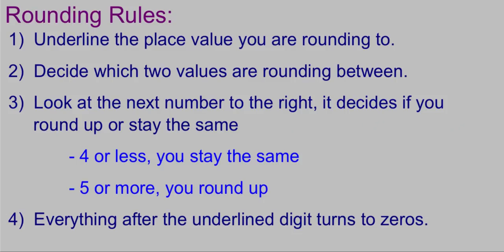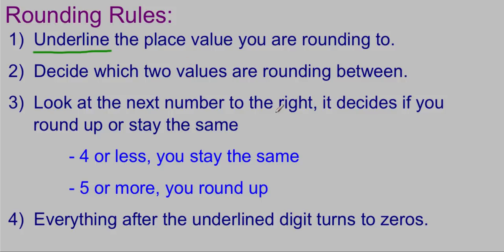So now that we've kind of seen some examples on a number line, hopefully we understand a little better why it works that way. Let's get our rules written down. So here's the steps that I like to go through. First, I like to underline the place value I'm rounding to. So if I'm rounding to the hundredths place, I underline the digit in the hundredths place. Then decide which two values you're rounding in between. That's kind of our high and our low.